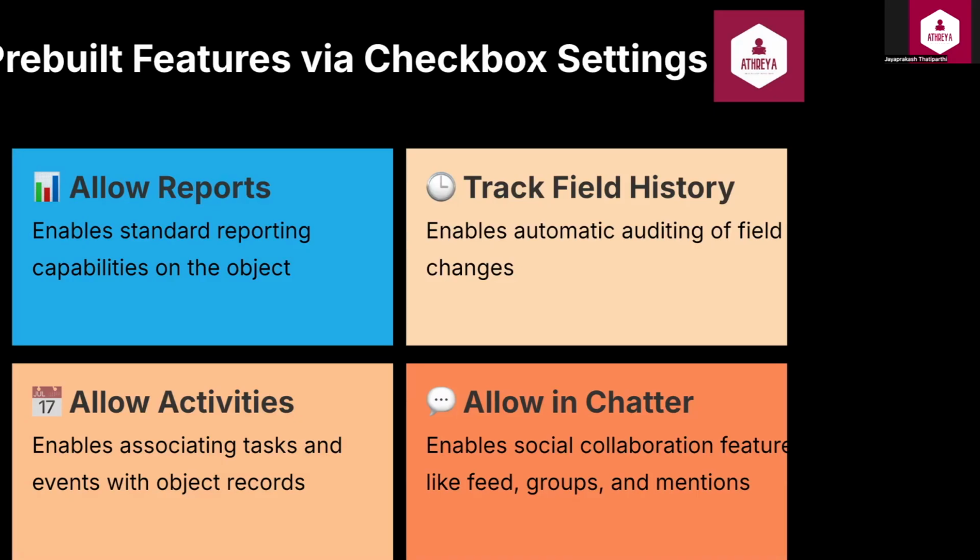You cannot enable this checkbox on some standard objects where it is restricted, for example, opportunity line item. Disabling the checkbox removes the activity related list from the page layout, but it does not delete the existing activities. The existing activities will still be in the database. Enabling allow activities makes an object action ready, letting users manage follow-ups, meetings, and calls, all in context. It enhances productivity and provides a 360-degree view of engagement history.